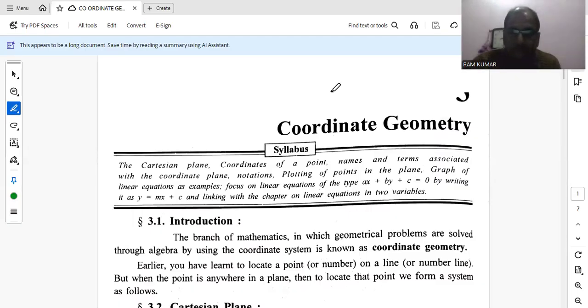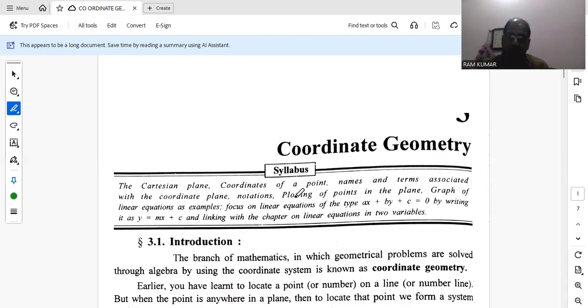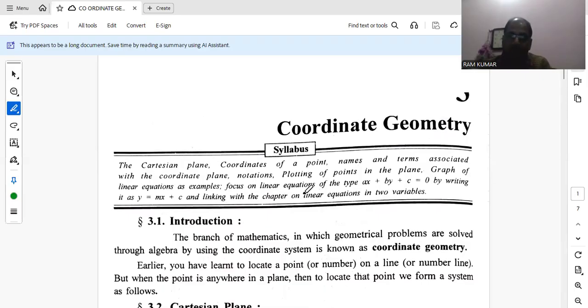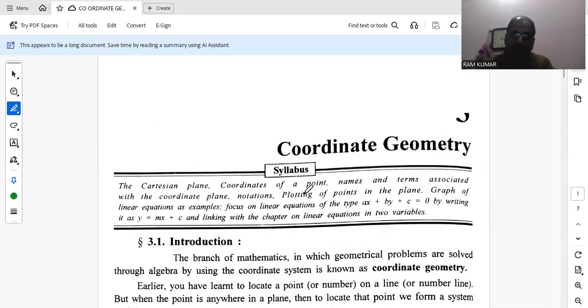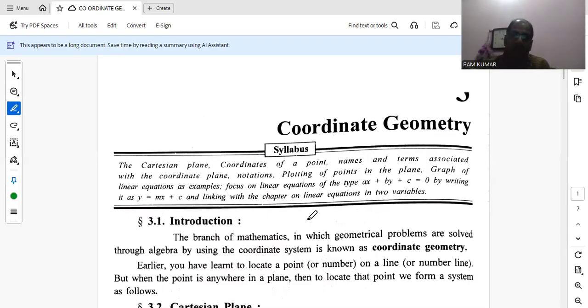Hi friend, in this video I am going to explain about coordinate geometry. So, children, in the beginning they should learn about coordinate geometry. First of all, you should learn what coordinate geometry is.